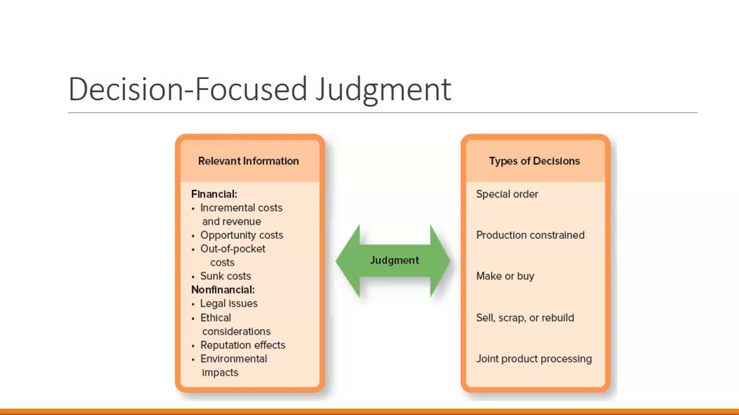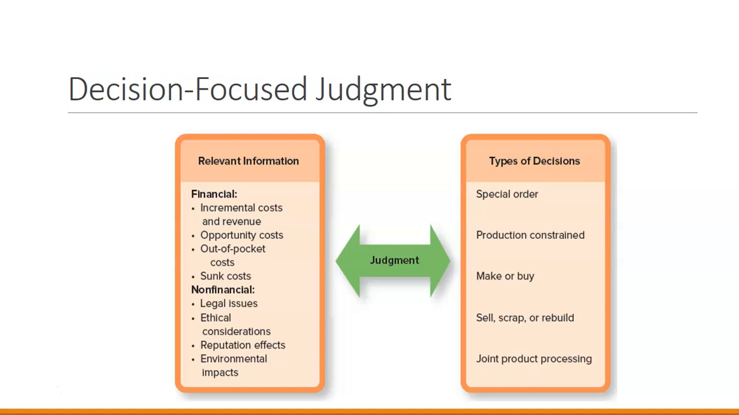So we looked at a variety of decisions. We had special order decisions, production constraints, make or buy decisions, sell, scrap, or rebuild, and joint product processing. We look at the financial costs. What are those incremental costs and revenue, or what are the relevant costs? What are our opportunity costs, our out-of-pocket costs, and our sunk costs? And then what are the non-financial considerations?